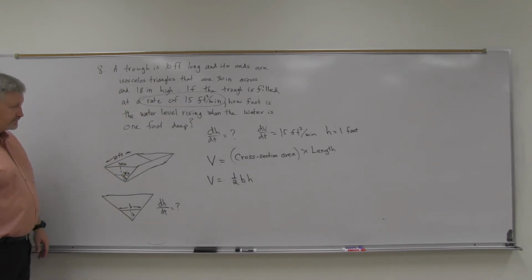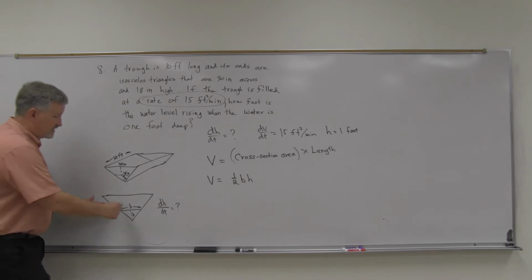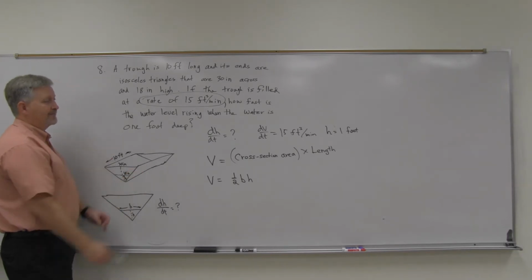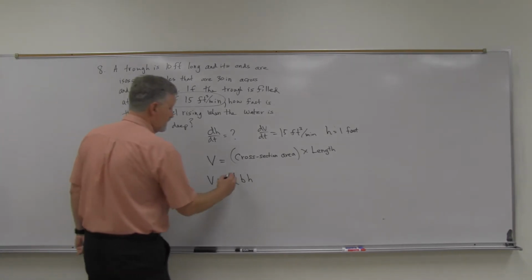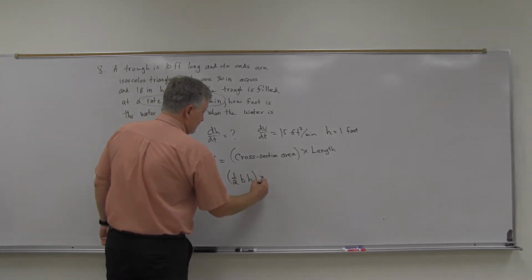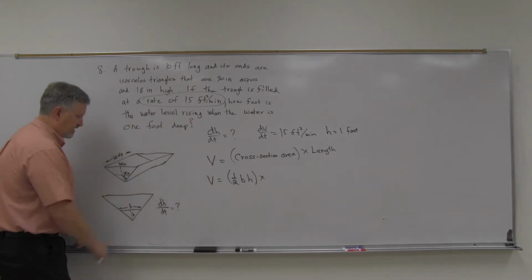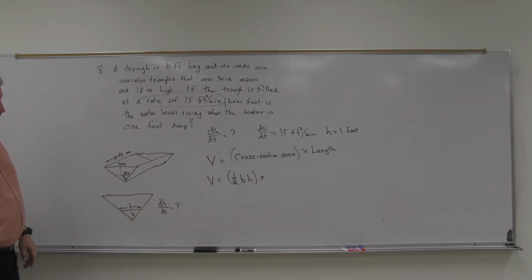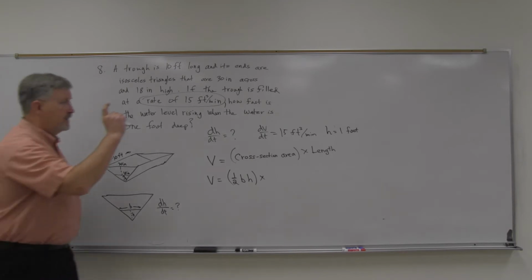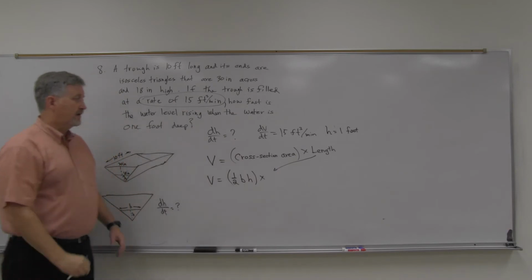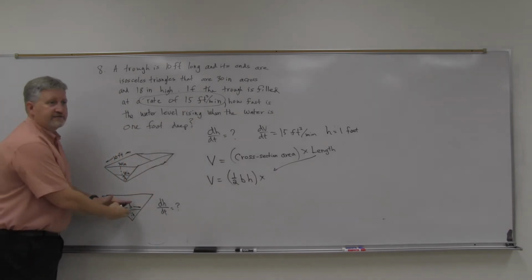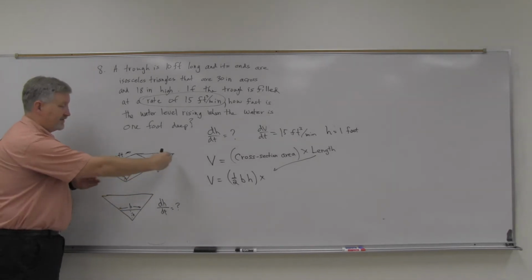All right. So, in this case, we've got a triangle. And so, we'll do 1/2 of base times the height, where the base is, call that B right there. Now, good news is, on the length here, as the water level rises, B and H are changing. But the length will not be changing. The length is always going to be 10 feet.